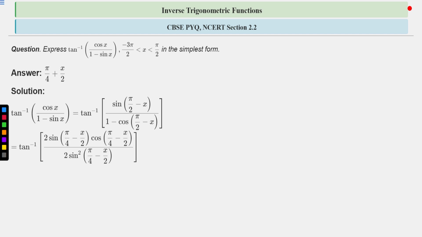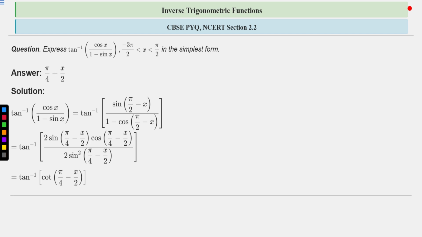Therefore, we can write it as tan inverse 2 sine pi by 4 minus x by 2 into cos pi by 4 minus x by 2, upon the denominator, which is basically 1 minus cos pi by 2 minus x, which can be written as 2 sine square pi by 4 minus x by 2, right? Clear?